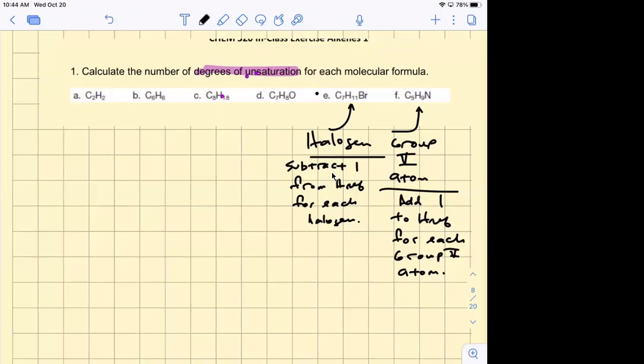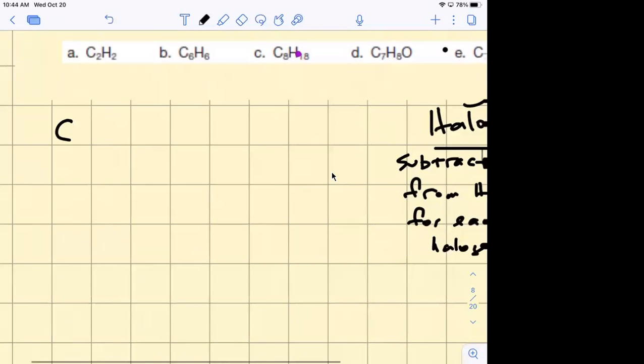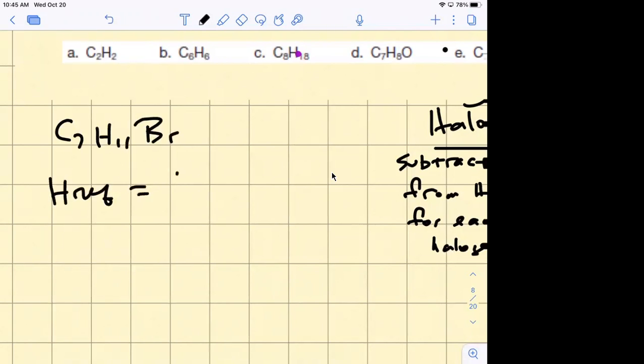So let's take E. E is C7H11Br. All right. So HREF is 16. 2 times 7 plus 2 is going to be 16. Is that right? Where do you get 7 from? 2 times 7 is 14, plus 2 is 16.